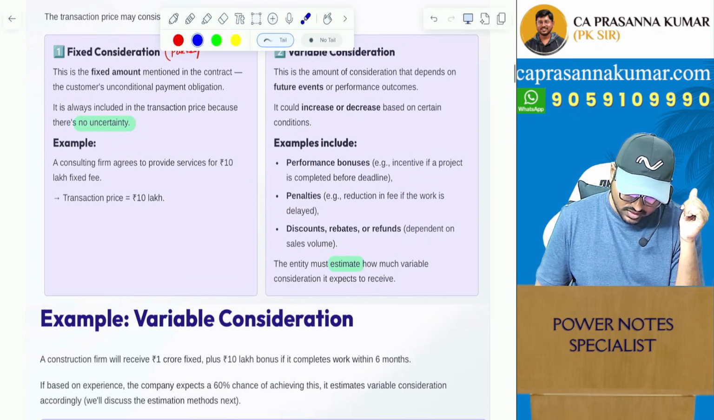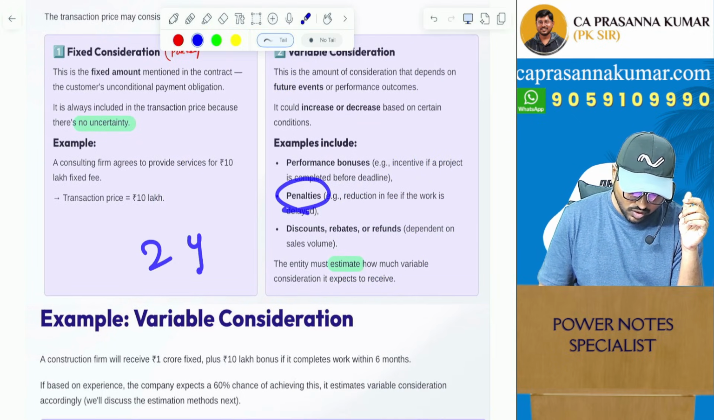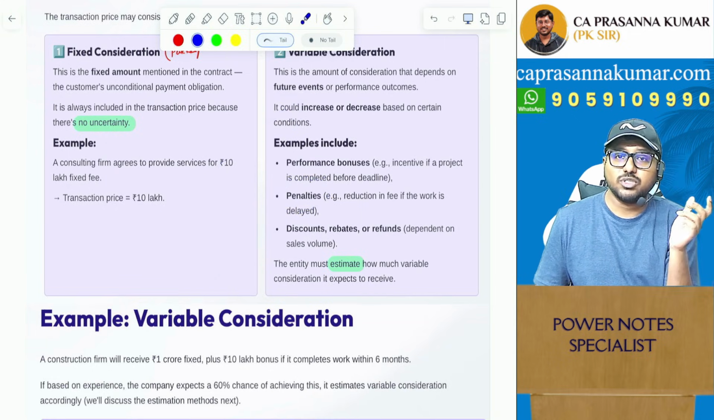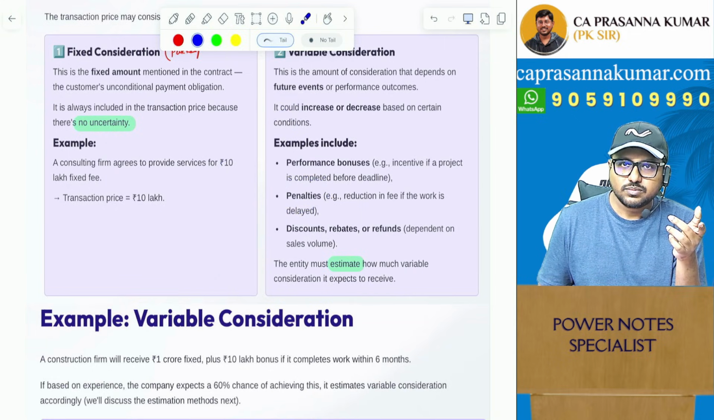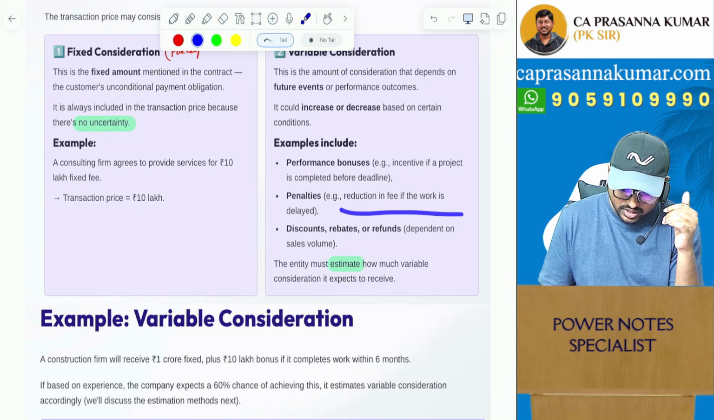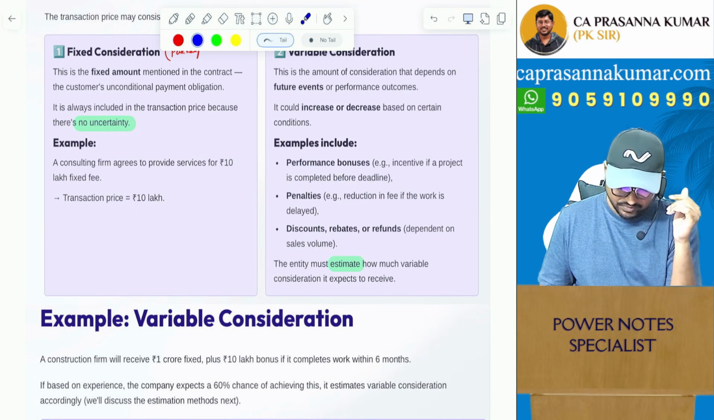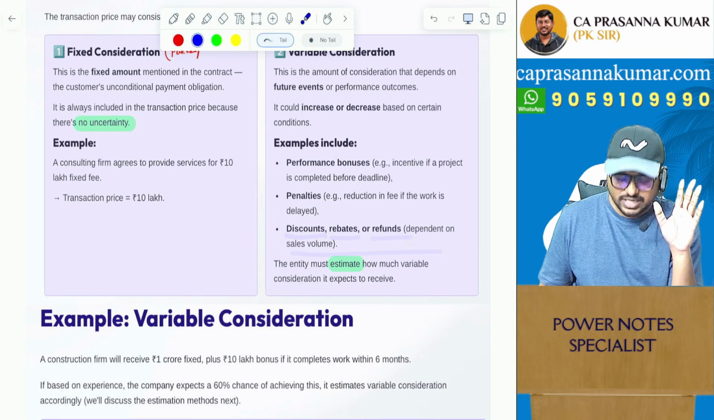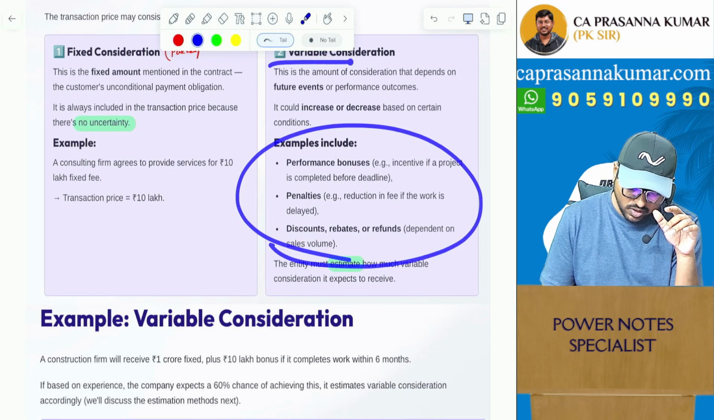Clear? Penalties also. Suppose your normal timeline is 2 years. Same example. If it goes beyond 2 years, if you delay the project, then I'll penalize you. In that case, your consideration gets reduced. That's what I've written here. Reduction in fee. Discounts, rebates, refunds, everything dependent on sales volume. All these put together, we call variable consideration.